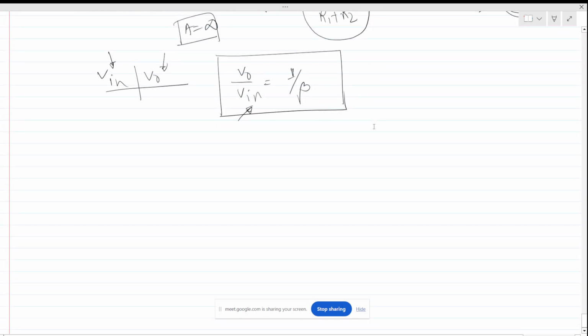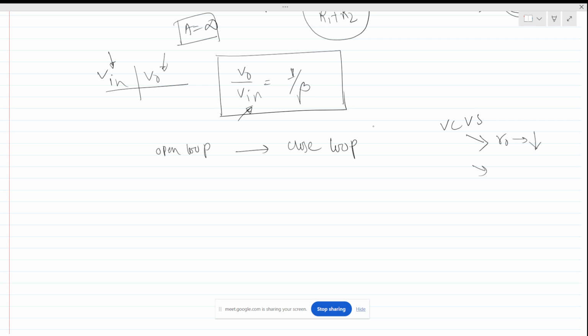So why do we go from open loop to closed loop? Actually, in the closed loop we have all the parameters going towards ideal behavior, right? If we have a voltage controlled voltage source, then for the ideal case R out goes towards zero and R in goes towards infinity. So this is the closed loop behavior: in closed loop the controlled voltage source goes towards the ideal case.